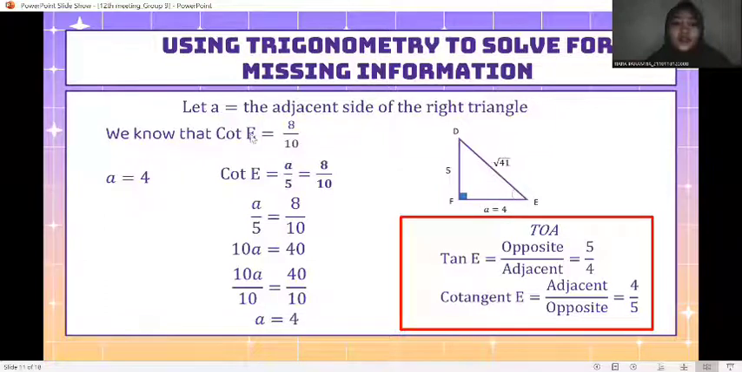The adjacent side is here, EF. So tangent equals opposite side divided by adjacent side. From here, the opposite side is 5 and the adjacent side is 4. So tangent equals 5 divided by 4. Cotangent equals adjacent divided by opposite side. Adjacent is 4 and opposite is 5. So cotangent E is 4 divided by 5.